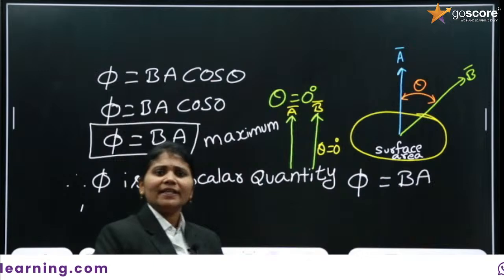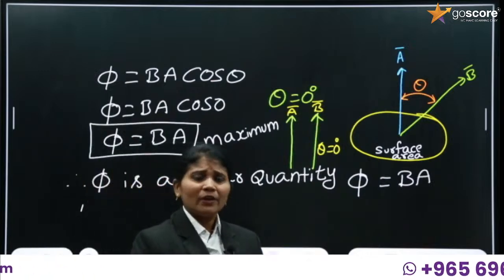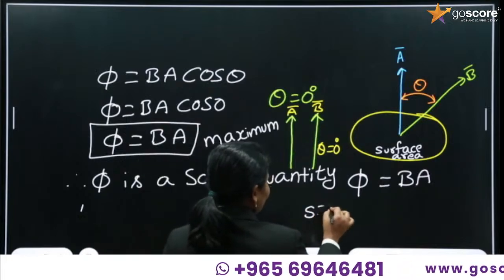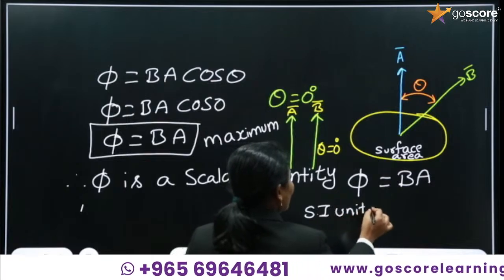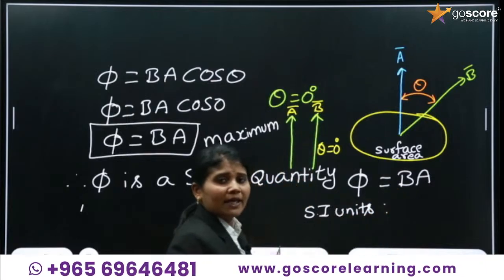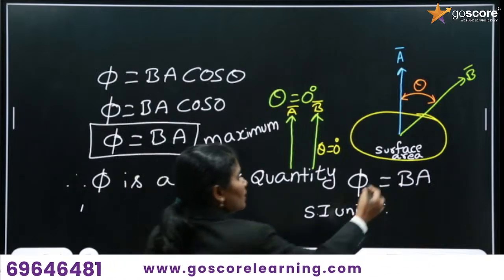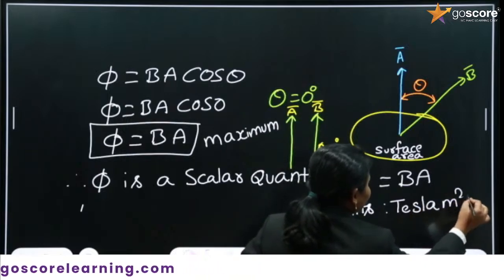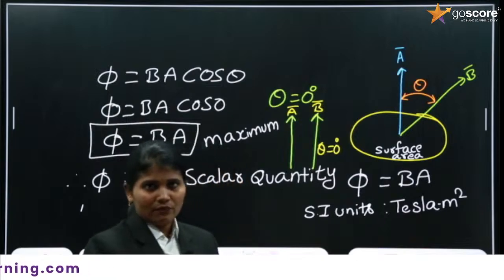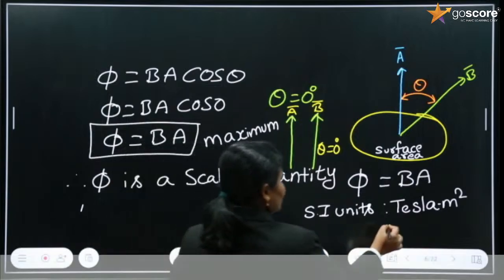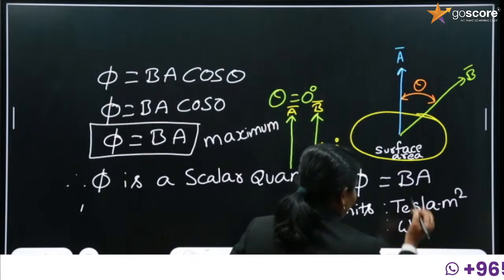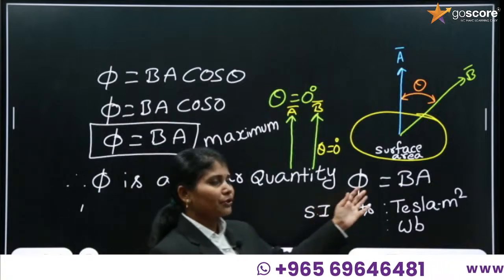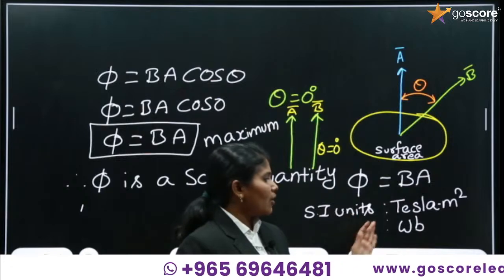For the magnetic field, what is the unit? Tesla. For area, what is the unit? Meter square. So the SI unit of flux: for magnetic field it is Tesla, for area it is meter square. Tesla meter square is one of the units. Another unit of the magnetic flux is Weber. In SI units, the two units are Tesla meter square or Weber.